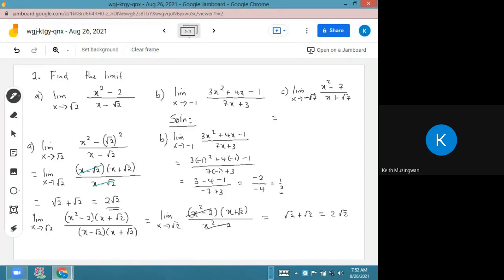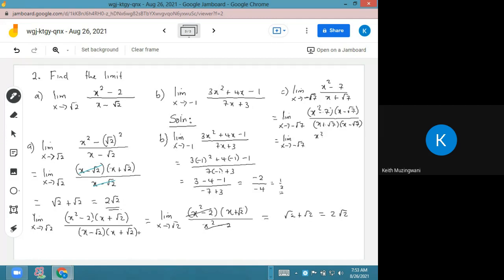Okay, then for C, now we have even two methods. You can conjugate. So let's conjugate. So say the limit as x goes to negative root 7. But when conjugating, don't even multiply the numerator, just leave it. So we'll have x squared minus 7, and then x minus root 7 over x plus root 7 times x minus root 7.